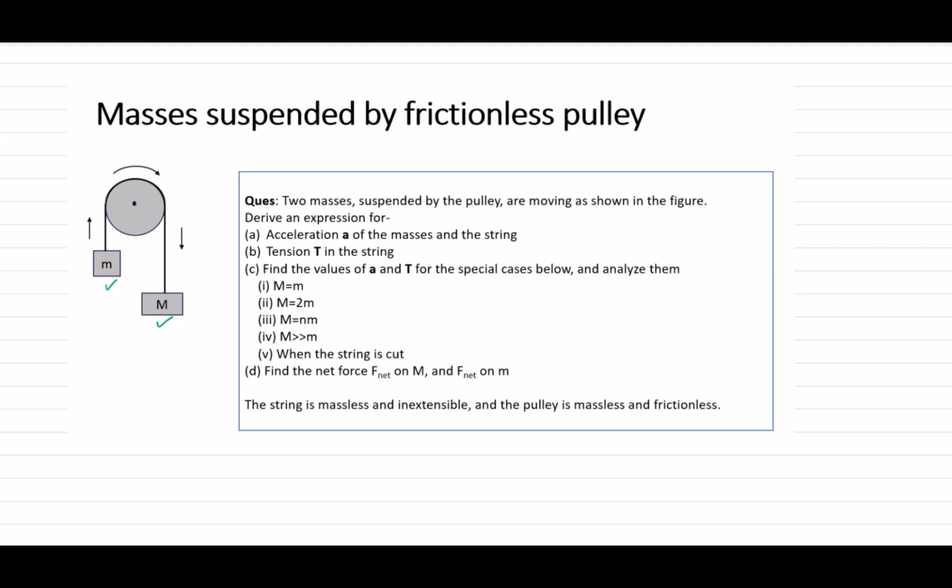We have to find the acceleration a with which the small m and capital M are moving along with the string. Then we have to find the tension T in the string. For the special cases, as given in the question, find the values of a and T applicable. And finally, we have to find the net force, F net, on the big M and the small m. What is given is that the string is massless and inextensible, and the pulley is massless and frictionless.